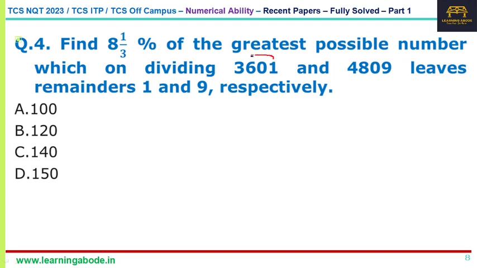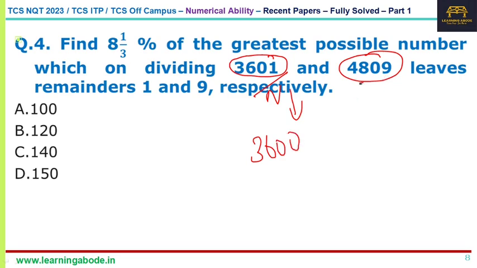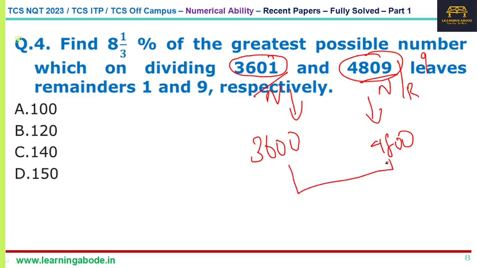But the moment you look at these numbers, when you say 3601, you are dividing by a number n and leaving a remainder of 1, it means 3600 is exactly divisible. Similarly 4809, you are dividing by n and giving a remainder of 9, means 4800 is exactly divisible. Now 3600 and 4800, the greatest number that is exactly divisible will be 1200. That's very easy to predict because the 00 and 00 is anyhow common.